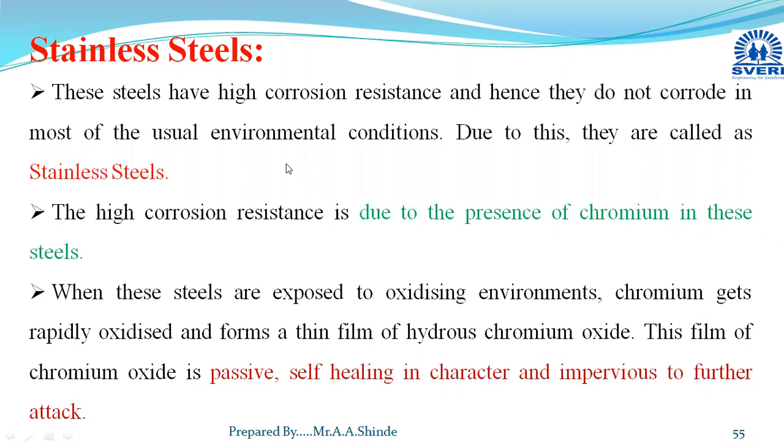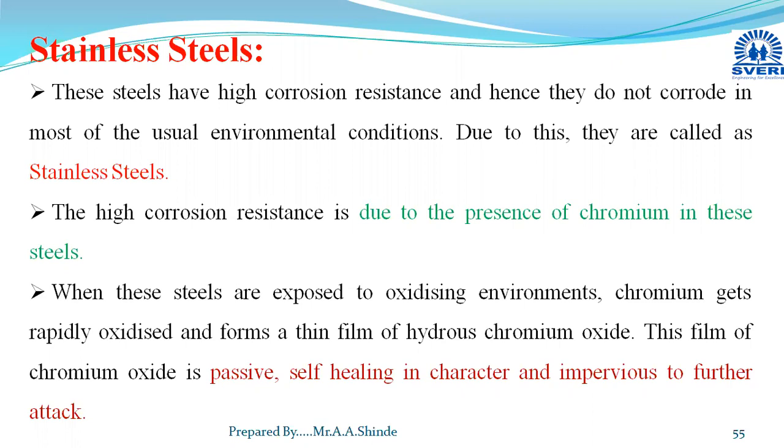Okay. The stainless steels. First, why this name is given as stainless steel. As the name itself indicates, stainless means these steels do not corrode. You cannot say in any environmental condition, but in usual environmental conditions, these steels do not corrode. That's why they are termed as stainless steels. And why do they not corrode in the most usual environmental conditions? Because these steels have high corrosion resistance, and hence they do not corrode in most usual environmental conditions. Due to this, they are called stainless steel.